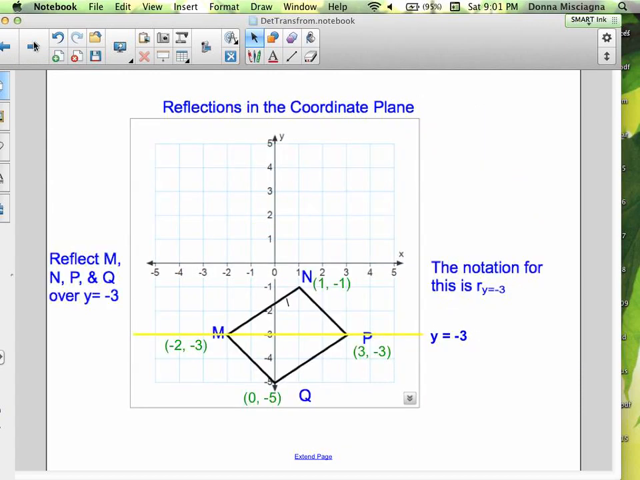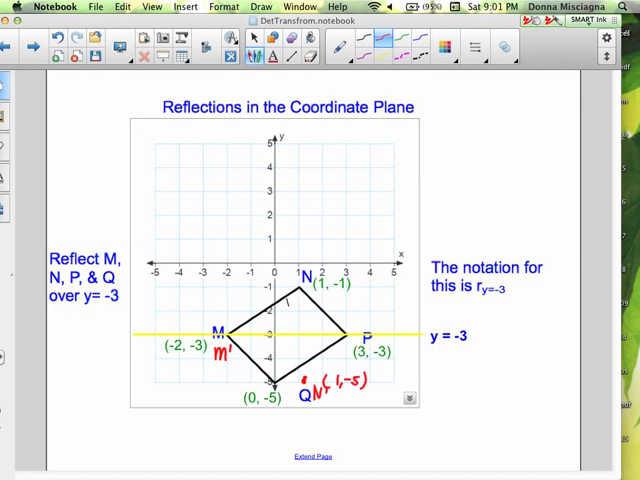Let's reflect M, N, P, and Q over the line y equals negative 3. These points are so close to that line of reflection, we're just counting them. Let's start with M. M is on the line of reflection, so M prime is the same point. N is 2 away from the line of reflection, so I'm going to count 2 more. The line of reflection is at negative 3, so 2 more is going to be negative 5. So right here, at 1, negative 5 would be N prime.